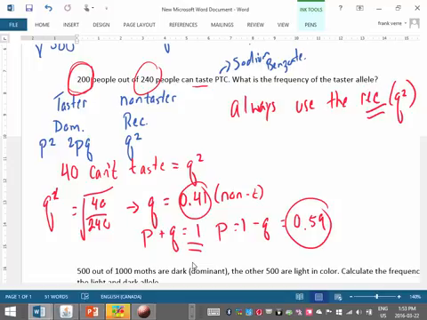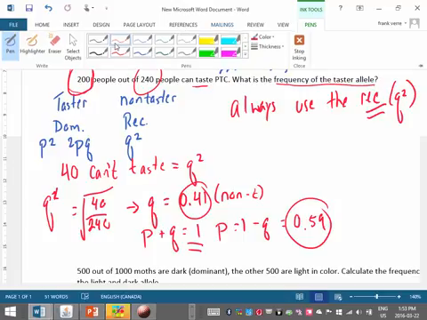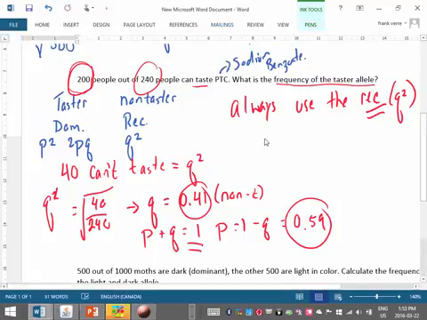You can predict it now. I'm glad you brought that up. You can actually make a prediction. Now, this question does not ask you for that. All it asks you for is, what is the frequency of the taster allele? But if I said to you, what's the predicted frequency of your homozygous dominant? Well, homozygous dominant would be P squared. We just figured out what P is. We know it's 0.59, right?